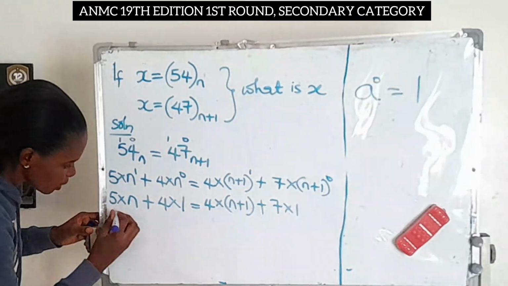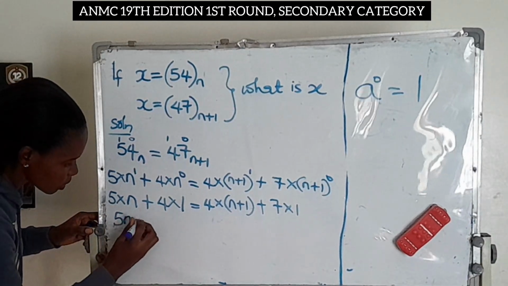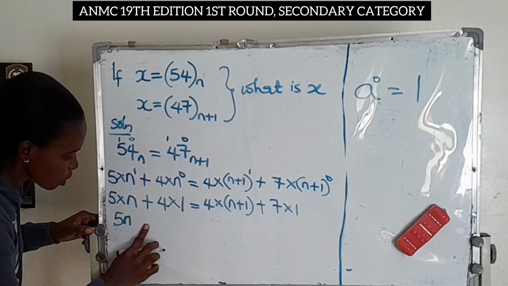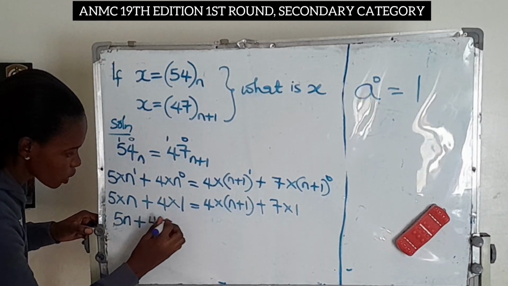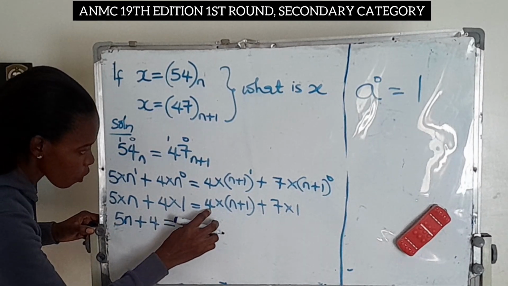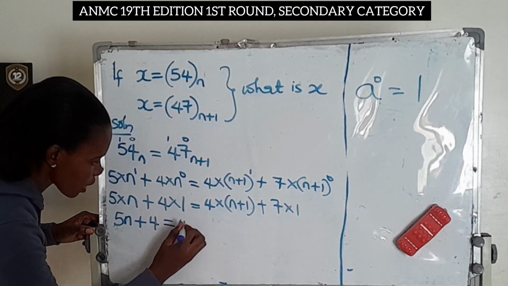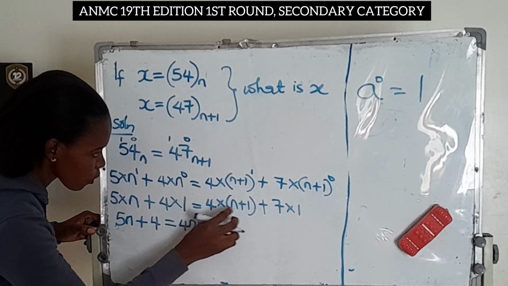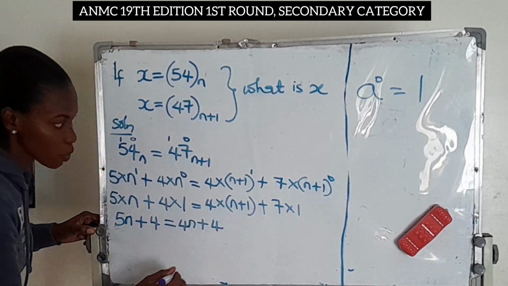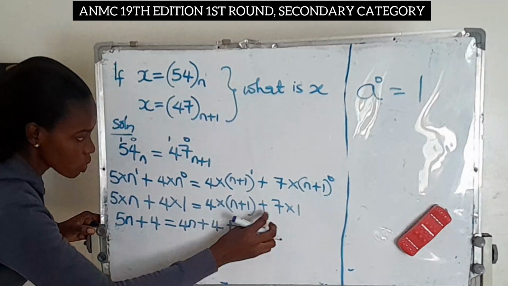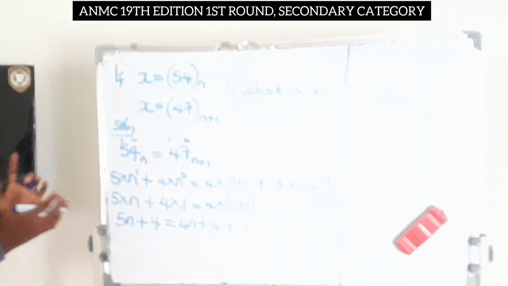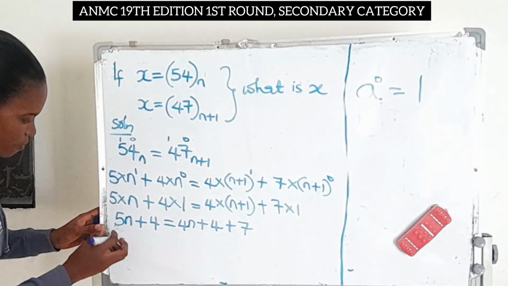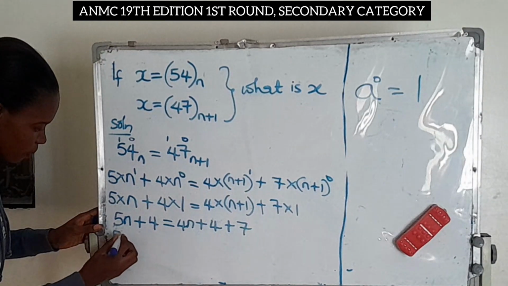5 times n is 5n, is equal to 4 times n, 4n, plus 4 times 1, 4. Okay? Plus 7 times 1 is 7. So what we do now, we collect like terms. 5n will be here, 5n.